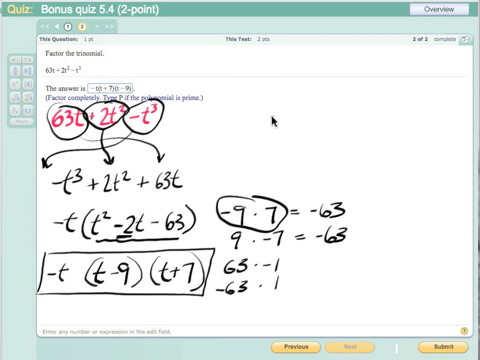And that becomes a primary skill in Chapter 6. We're going to be cracking these trinomials when they're inside fractions.